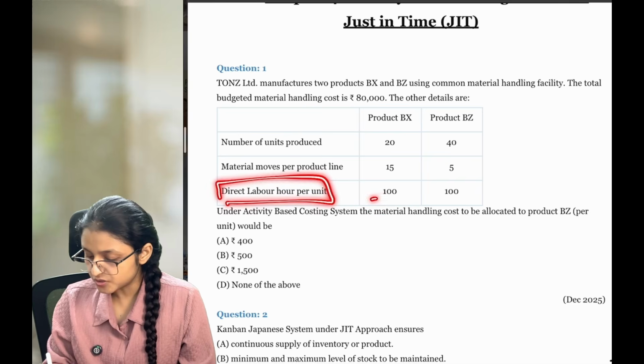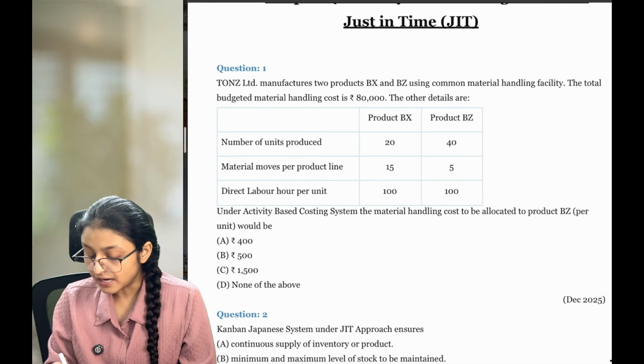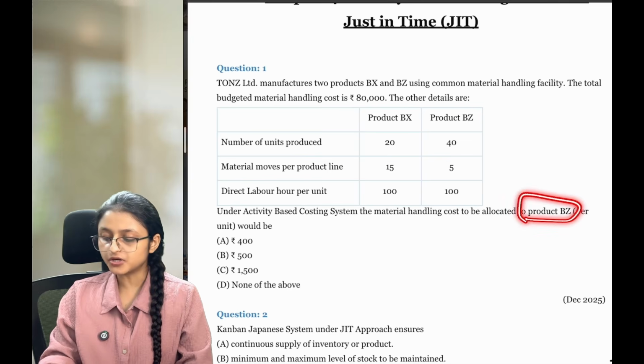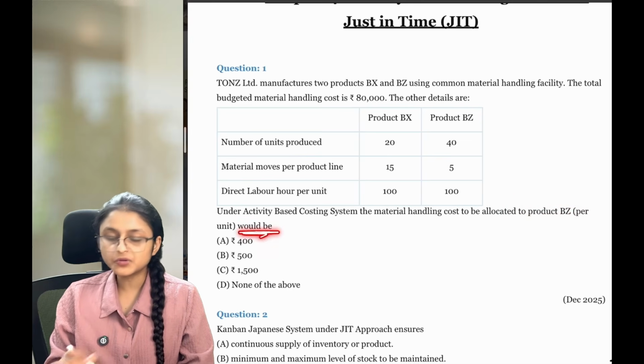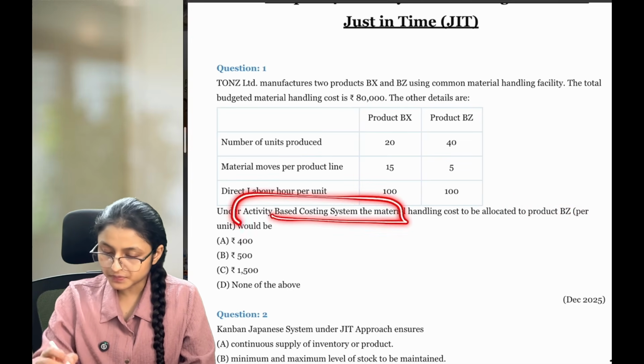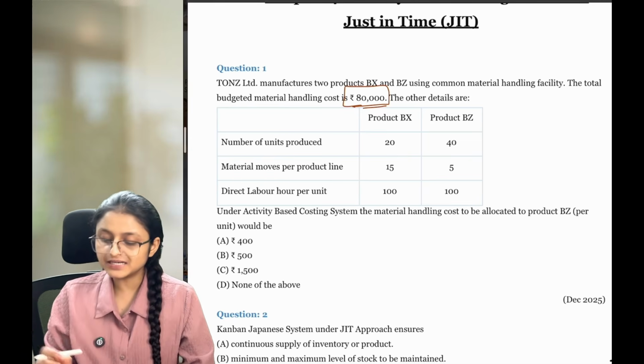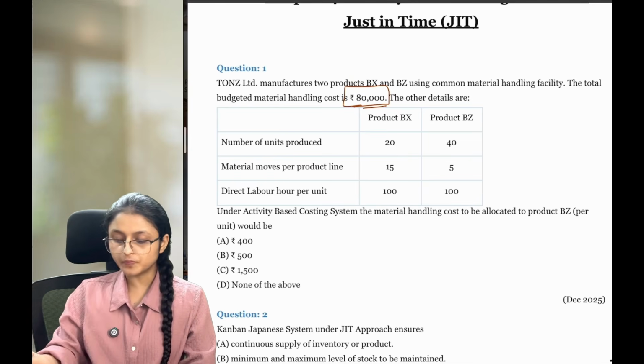Direct labor hour per unit is there, and then under the activity based costing system, the material handling cost to be allocated to product BZ per unit would be, you have to calculate on the basis of activity based costing. So in activity based costing, this material handling cost is dependent on material movement.